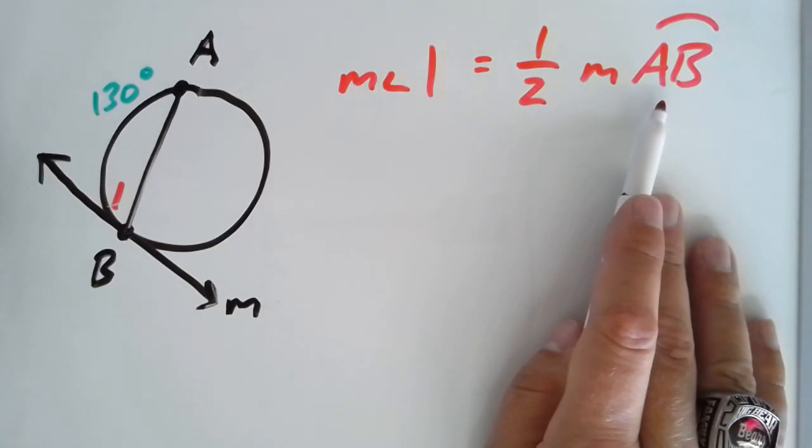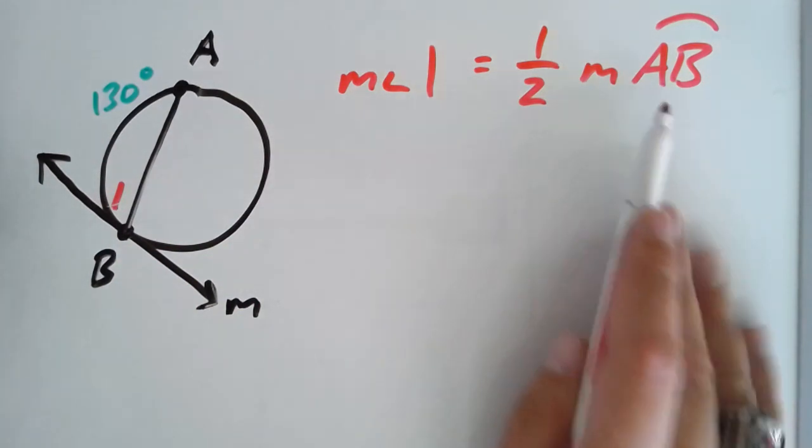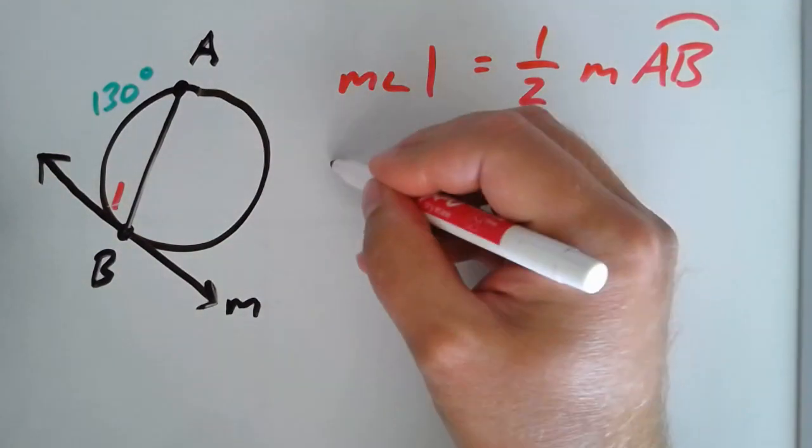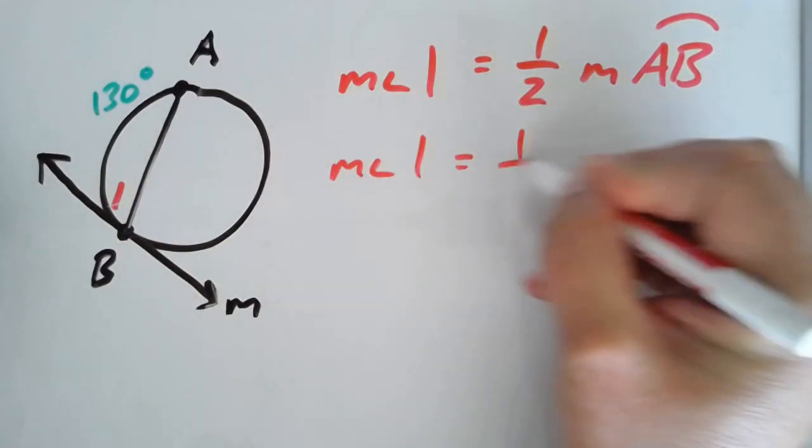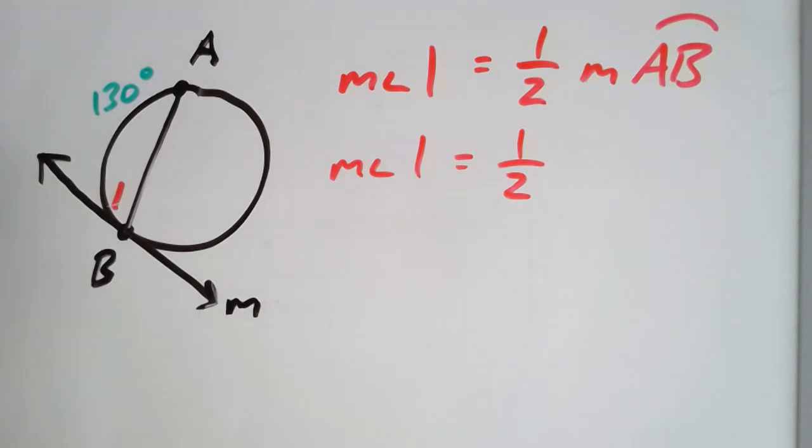Be prepared, sometimes they'll give you an algebraic phrase. In either case, I'm just substituting in whatever that arc measures at. So when I do that, I get the measurement of angle 1 is 1/2 of that 130 degrees.